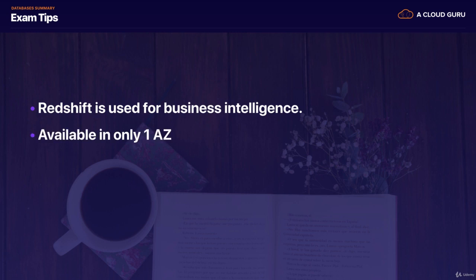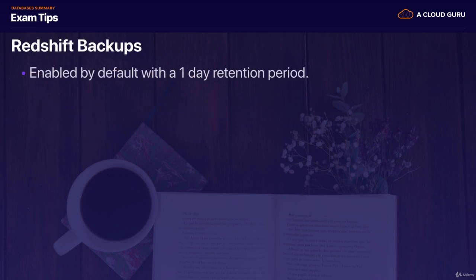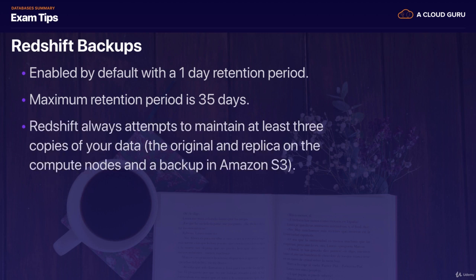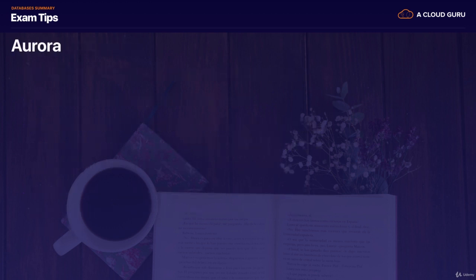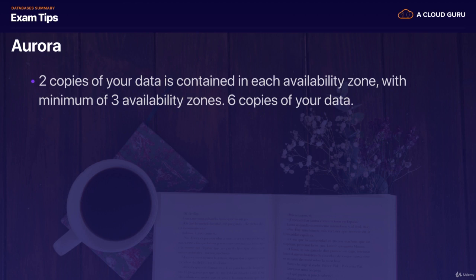It's only available in one availability zone right now. When you're doing backups, Redshift has backups enabled by default with a 1-day retention period. Just like with RDS, you can extend this retention period to 35 days. Redshift will always attempt to maintain at least 3 copies of your data, the original and replica on the compute nodes, as well as a backup in Amazon S3. Remember that Redshift can also asynchronously replicate your snapshots to S3 in another region for disaster recovery. Moving on to Aurora. Aurora is seriously cool.